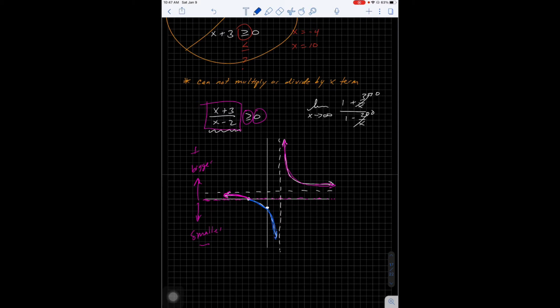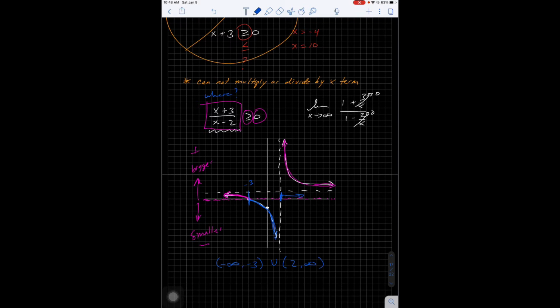So I can write some intervals. I'm asking you, where does this happen? So that means I'm looking for x values. So this x value right here is -3. So I'm going to say from -infinity to -3, I am above the line. And from, it looks like 2 on, I'm also above the line.